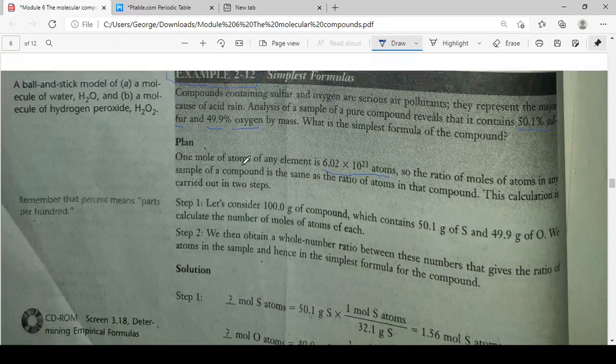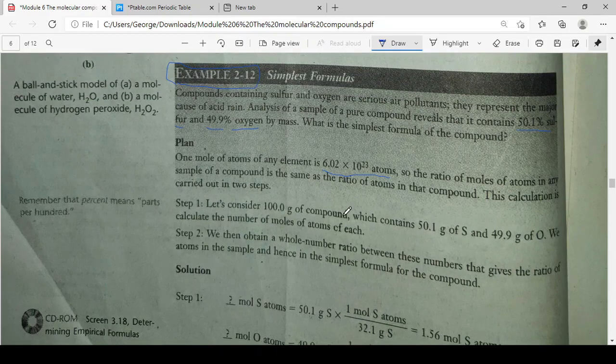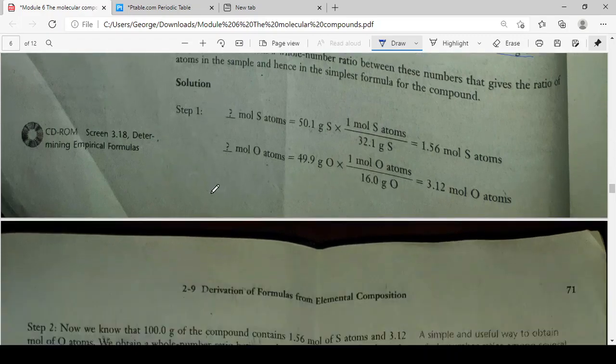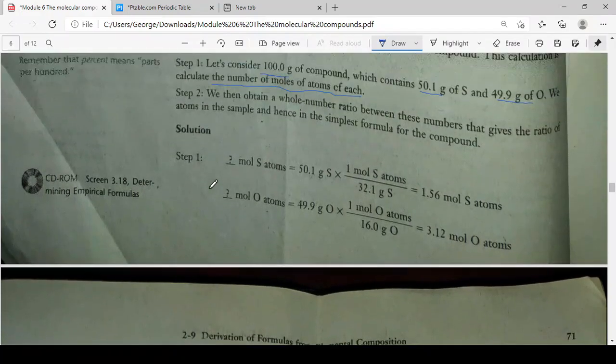So let's consider that 100.0 grams of your compound contains 50.1 grams of sulfur and 49.9 grams of oxygen. When combined, it is a total of 100.0 grams. Right? Step 1, we calculate the number of moles of atoms of each. Step 2, we then obtain a whole number ratio between these numbers that gives the ratio of atoms in the sample, and hence the simplest formula of that compound will be the result.